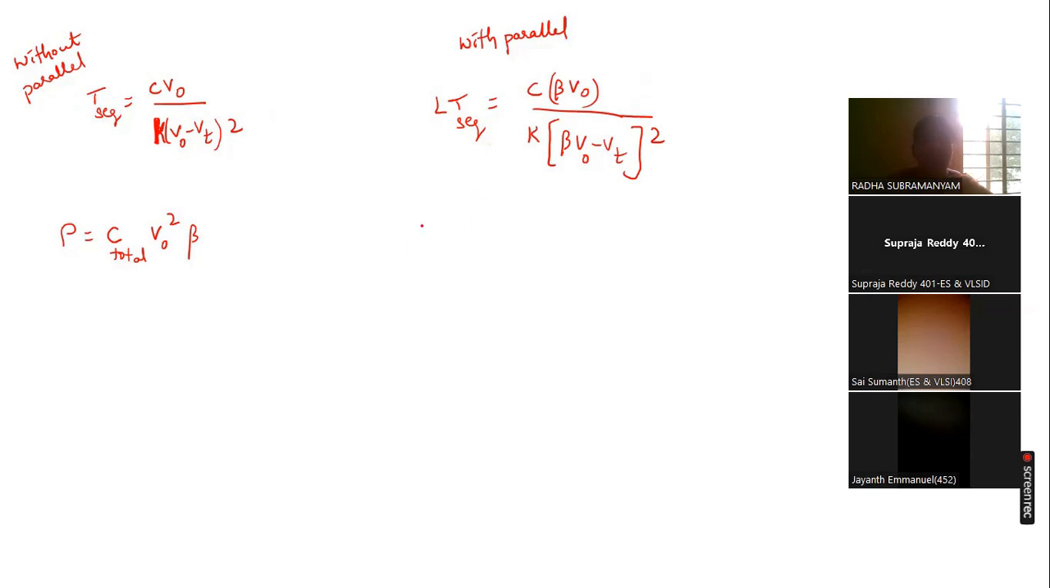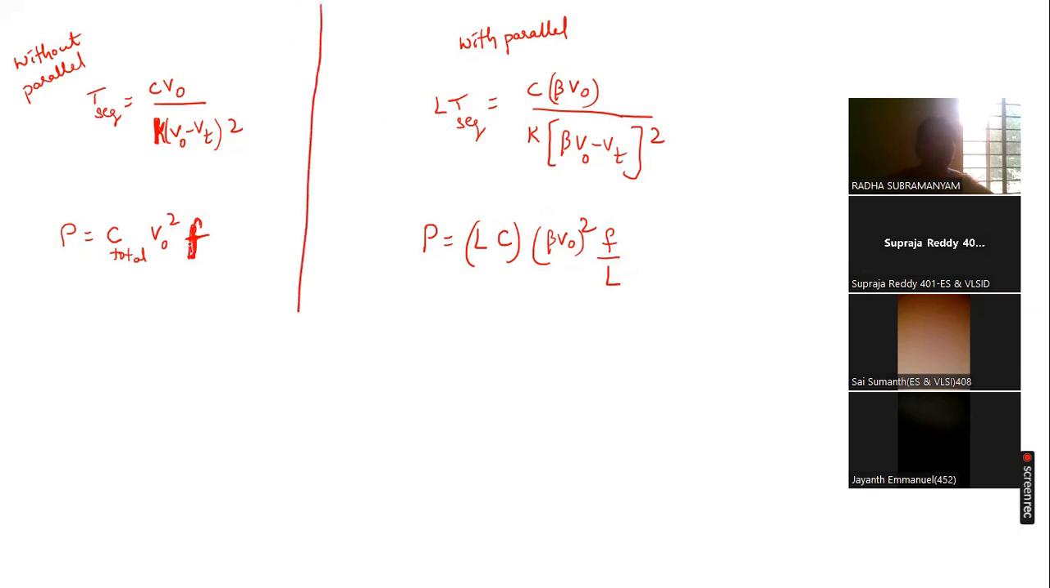With parallel processing, power consumption will become L times the charge, and then V0 will become beta V0 whole square. I pronounced F, but I have written beta here, sorry. And F will become F by L. These are the things happening in parallel processing.